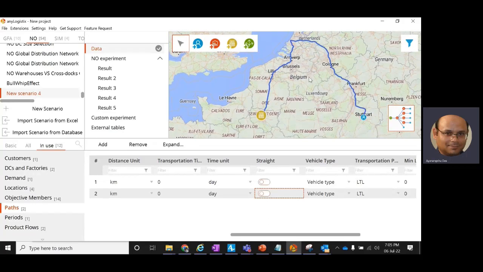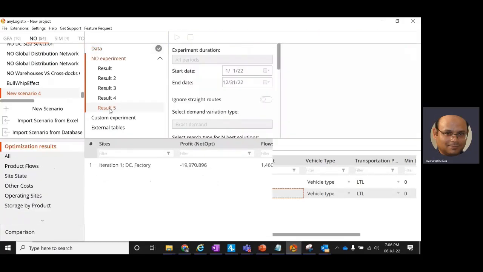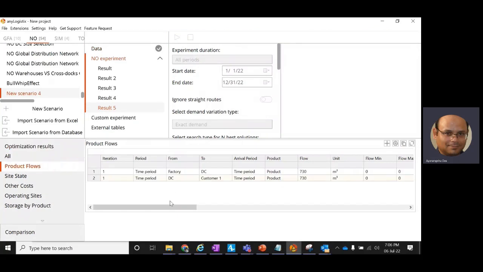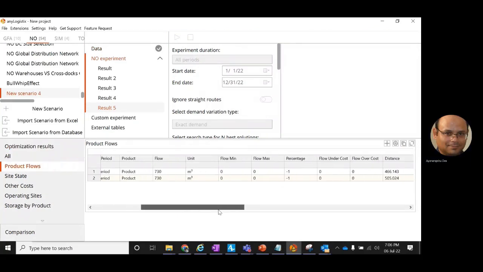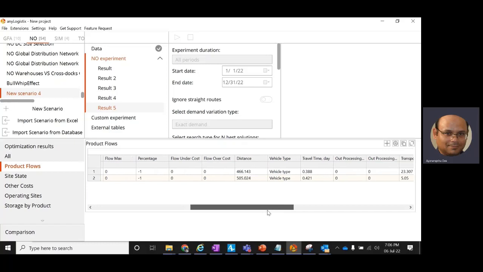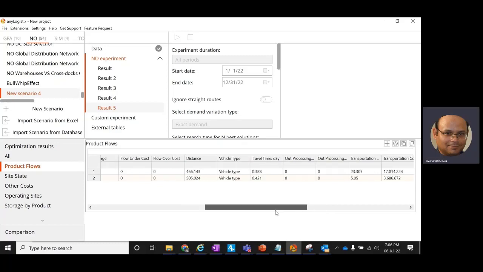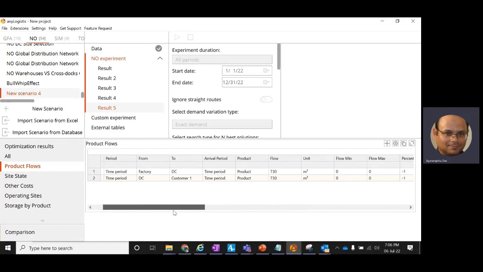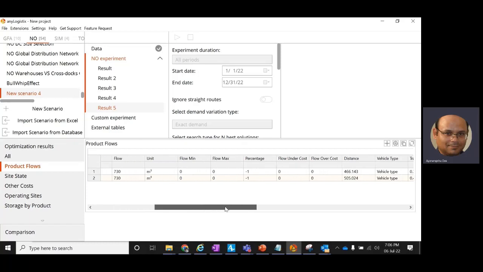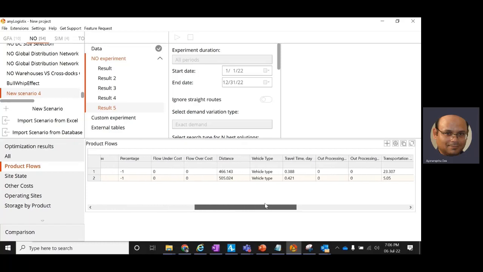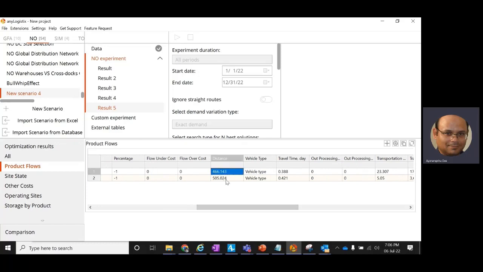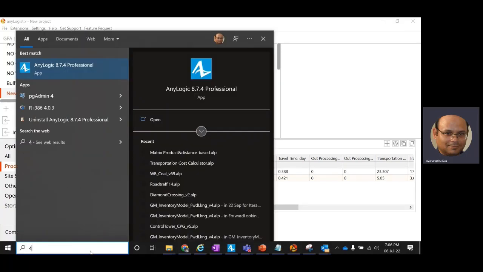Now we will try to understand the total cost of transportation and how it is calculated. We have defined the transportation policy as product and distance based. So what is happening actually is that the flow is 730 cubic meter and multiplied by the distance of 466.143.